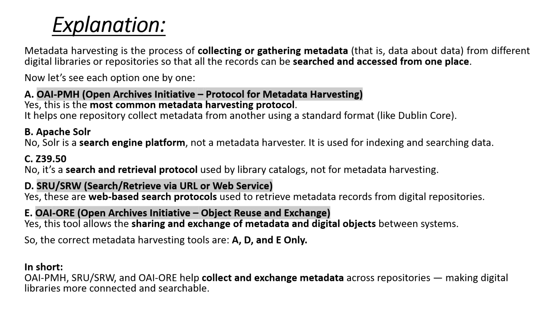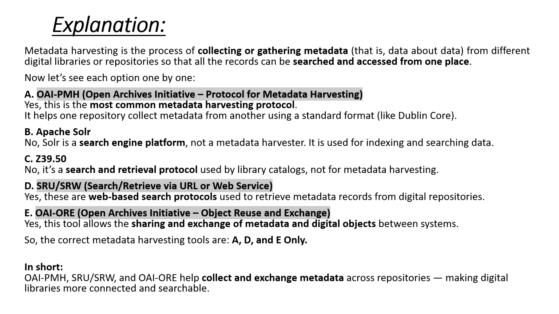Now let's see each option one by one. First is OAI-PMH. It stands for Open Archives Initiative Protocol for Metadata Harvesting. This is the most common metadata harvesting protocol. It helps one repository collect metadata from another using a standard format like Dublin Core. Next is Apache Solr. It is a search engine platform, not a metadata harvester. It is used for indexing and searching data.